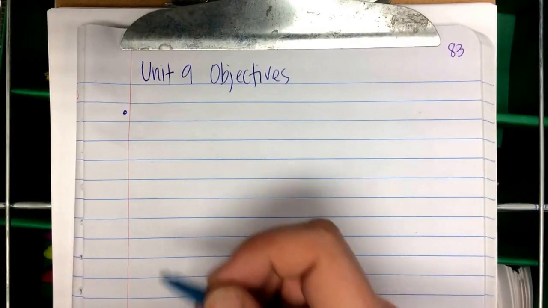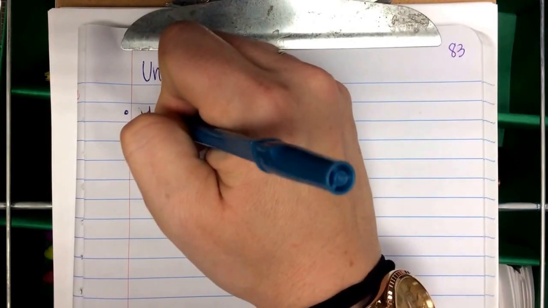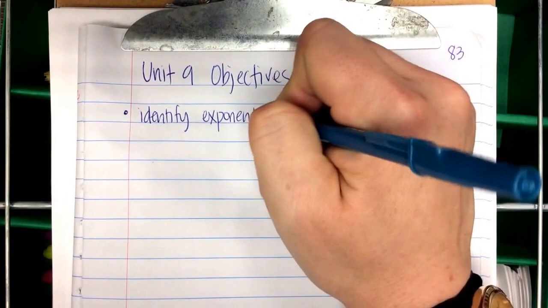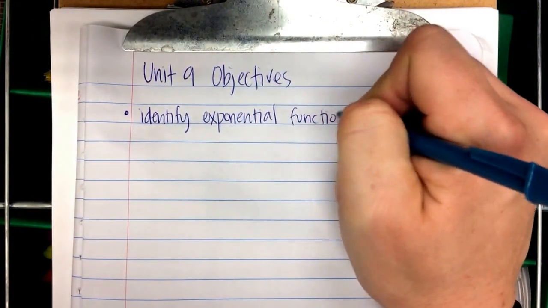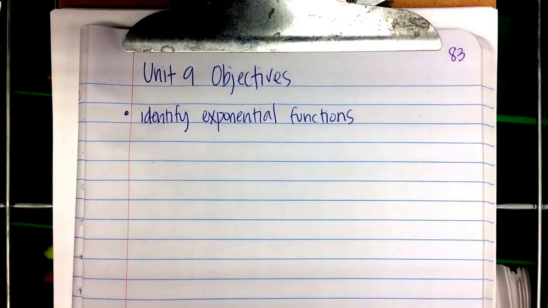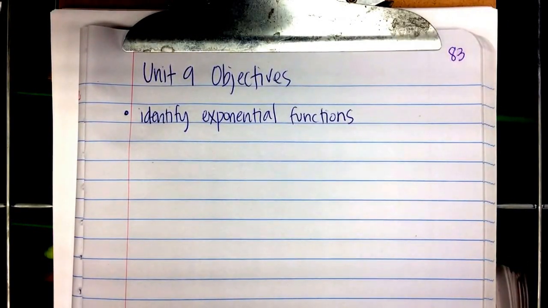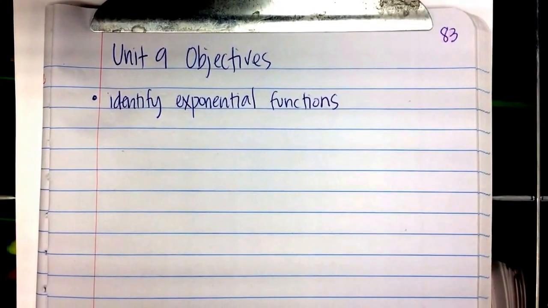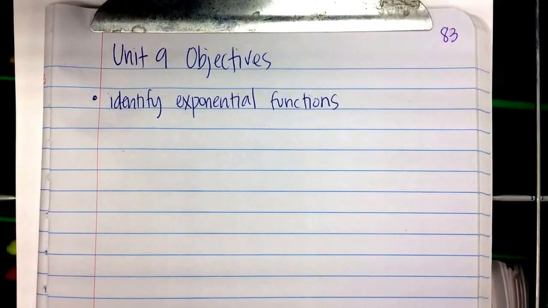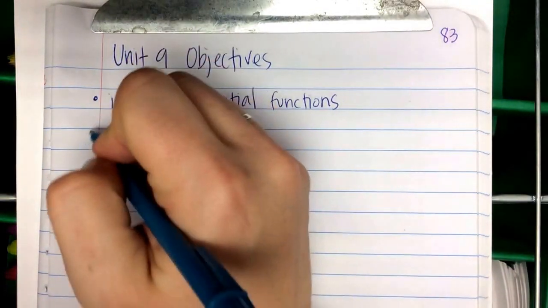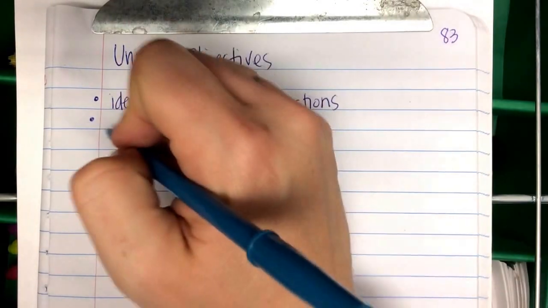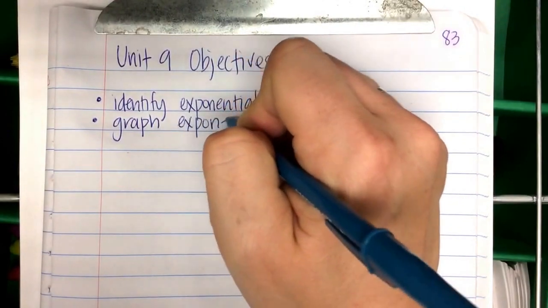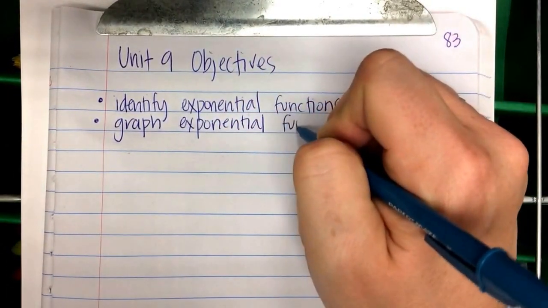For Unit 9 objectives, we are going to identify exponential functions. So you're going to look at it and say, is that an exponential function, yes or no? Identification, we love that standard, that objective, because it's pretty easy. After we identify exponential functions, we are lucky enough to get to graph exponential functions.